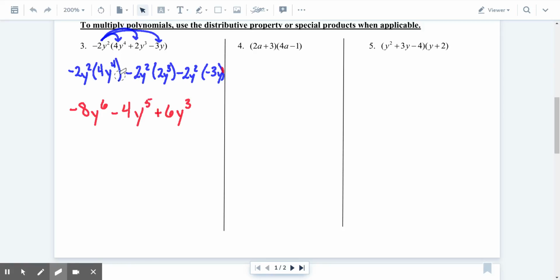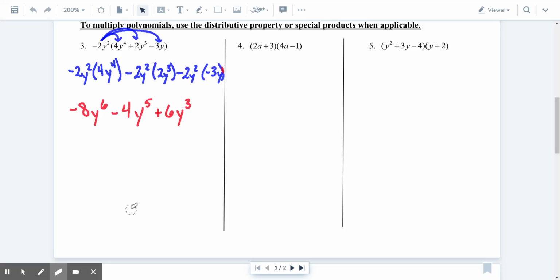Now, also note that you don't have to do this step in blue up here. If you're comfortable enough, you could just go from distributing the negative 2y squared to each term and write the result down that I have here in red. Okay, so that's a case of distributing just one term.